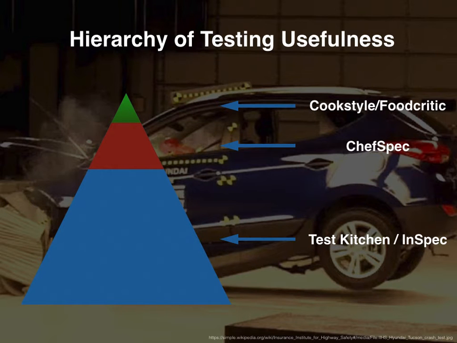But we're not done. And the problem is we have a hierarchy of testing usefulness. At the very top here, we have Cookstyle and Food Critic, and then comes ChefSpec, and then comes Test Kitchen and InSpec. And this is a little similar to the food pyramid that you might see from the USDA, but really the thing to understand is that the thing that provides you the most usefulness is actually your Test Kitchen InSpec test. Like we want a full integration test. Without that, we're kind of kidding ourselves.